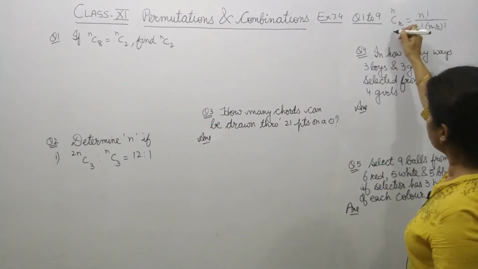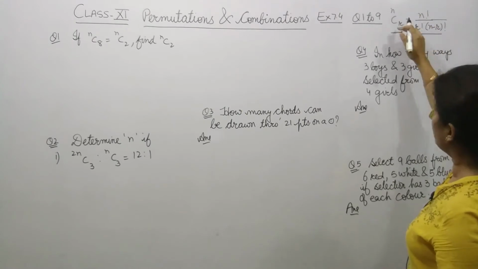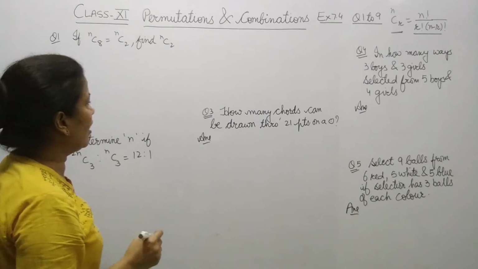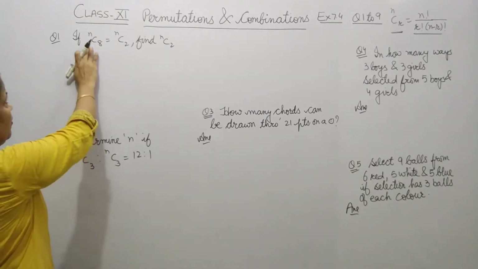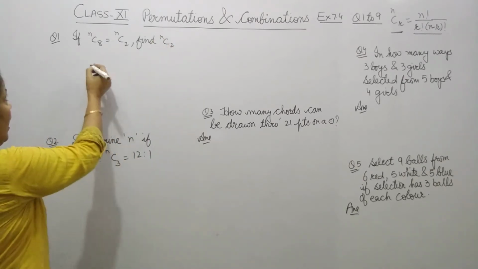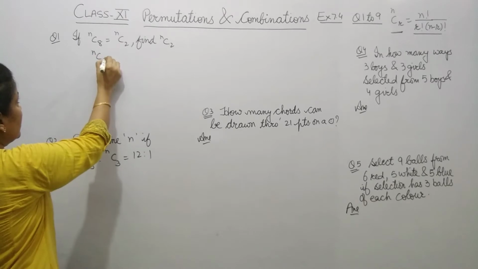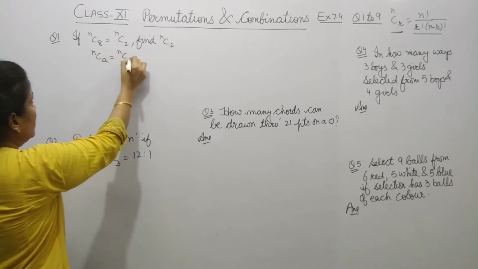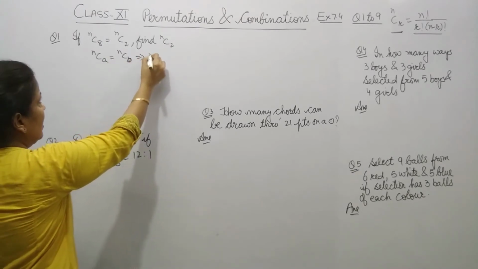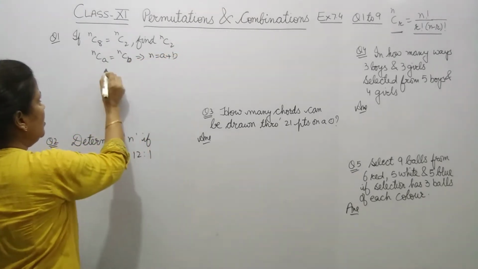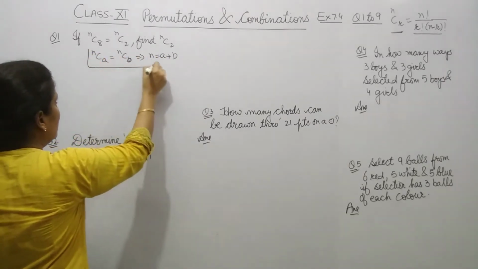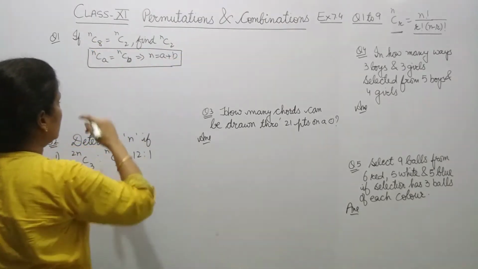The combination formula is nCr equal n factorial upon r factorial into n minus r factorial. First question: if nC8 equal nC2, find nC2. We have discussed one identity: if nCa equal nCb, then either a equal b or n equal a plus b. So this identity we will use here.